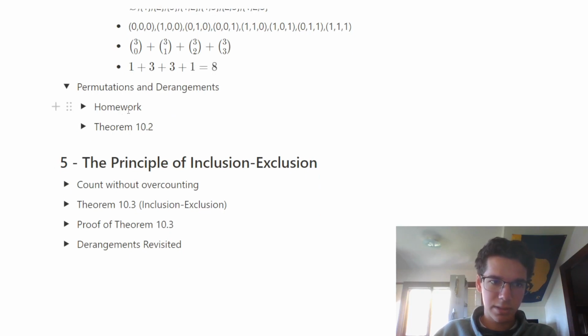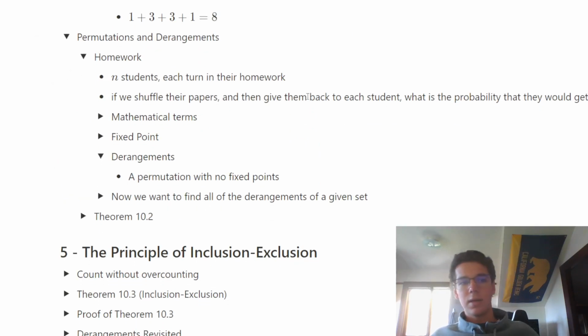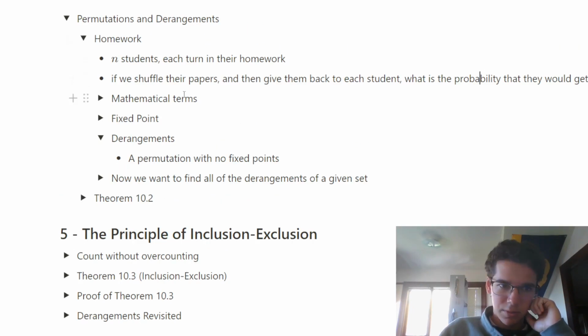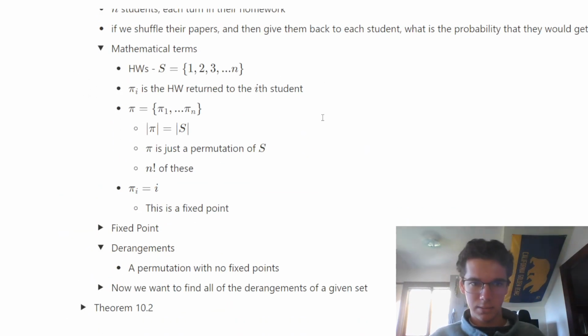Okay, so permutations and derangements. We're going to use this example of homework. We have n students, and they each turn in one piece of homework, so there's a total of n homeworks. Now we're going to shuffle all of their homeworks and then give them back to those n students, and we want to know the probability that they'll get their own homework. I don't think we actually go over the probability, but we're going to talk more about what this looks like in mathematical terms. We're going to have a set S, which represents all of the homeworks.